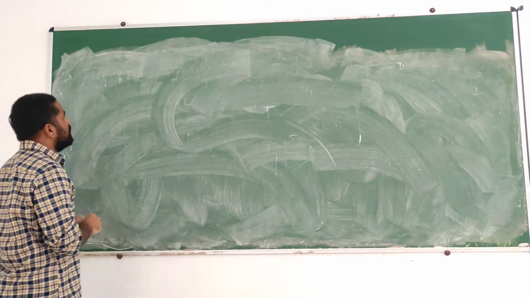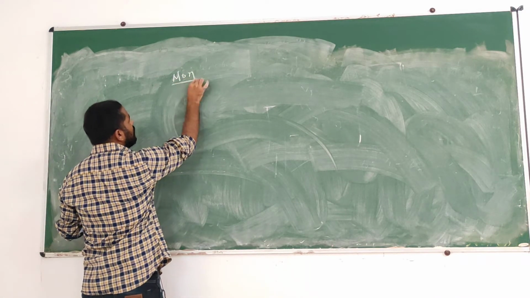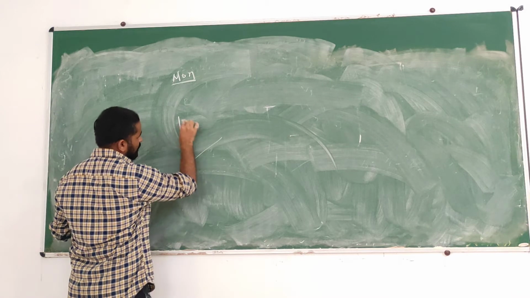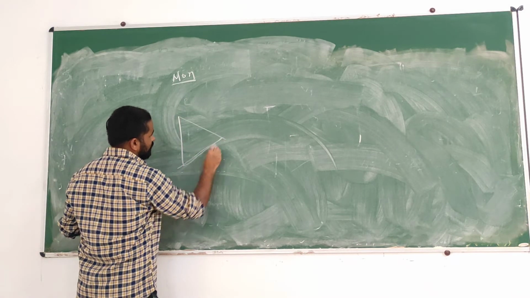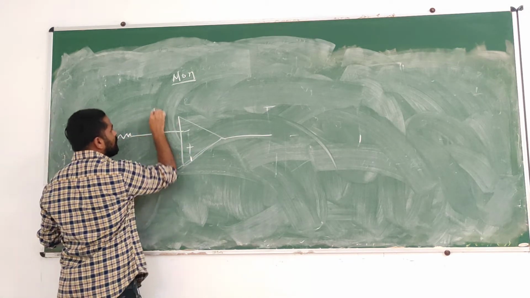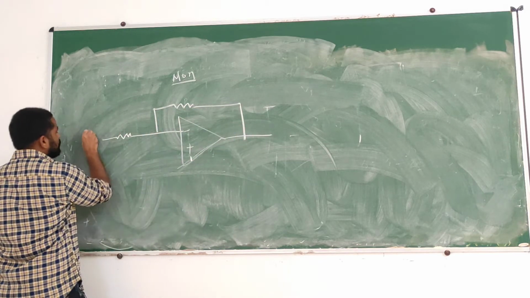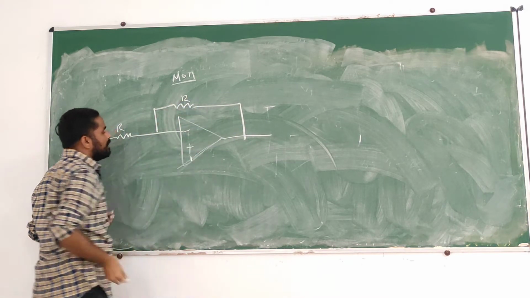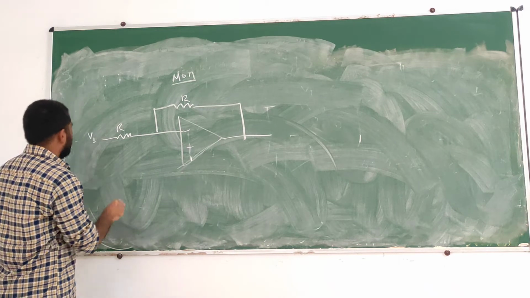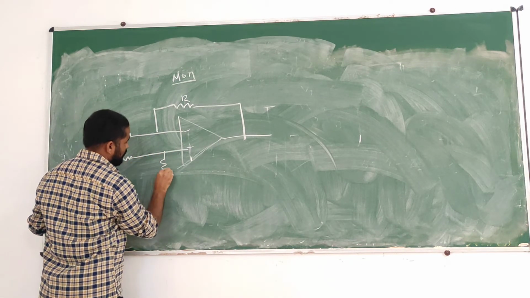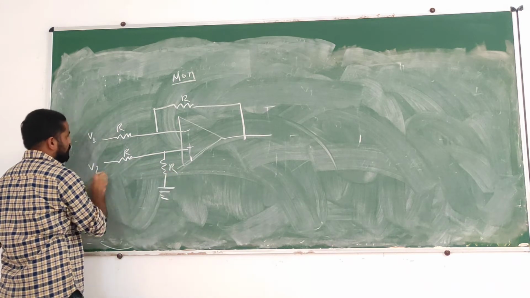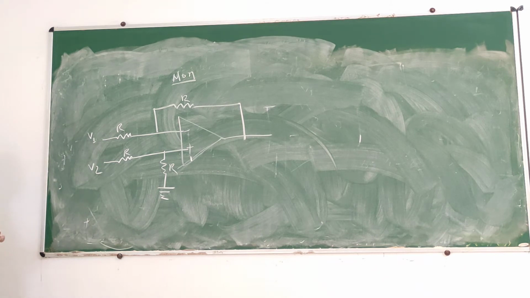Now if you keep the non-inverting amplifier, we do it with the help of both the non-inverting amplifier and the inverting amplifier. This is your V1, and the gain we are keeping the same, R. We are just making a difference amplifier. This will be R, this is R, this is your V2. Now we are going to see what our output will be.